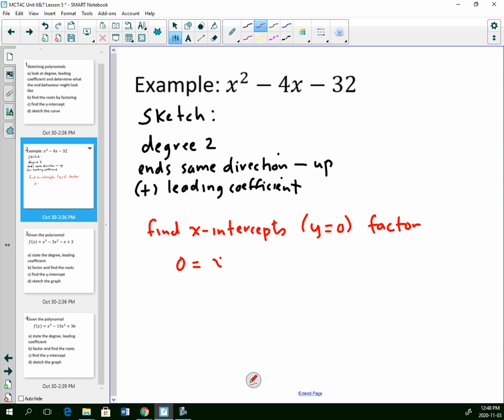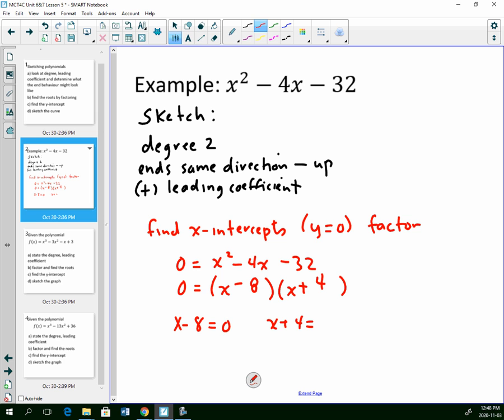So we'll set it equal to 0. It's just a simple trinomial, so we should be able to factor it easily. So we just want two numbers that multiply to get negative 32 and add to get negative 4. I know 8 times 4 is 32, and I wanted to add to negative 4, so it would be negative 8, positive 4. And then I take each root, set it equal to 0, and solve for x. So these are my two x-intercepts. Those are 2 points on my sketch that will help me graph it.